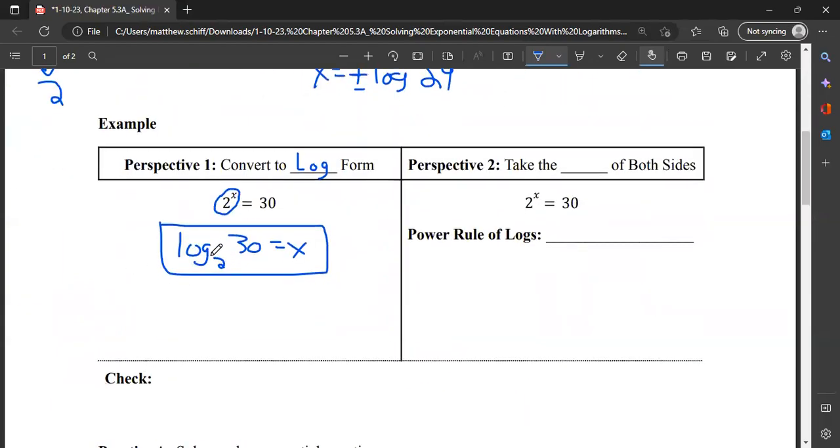But in this example, perspective 1, log base 2 of 30 cannot be done mentally. You would need a calculator for that. But converting to log form works really well as long as the exponential term has been isolated.